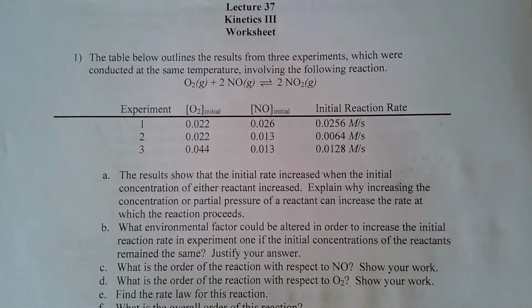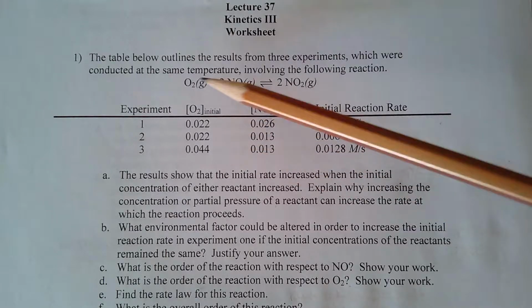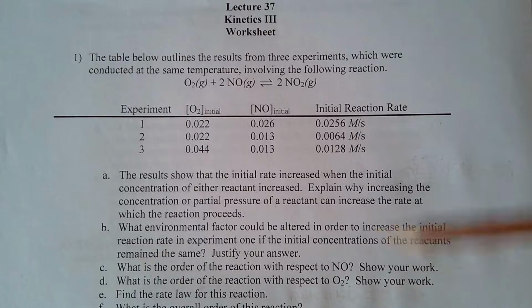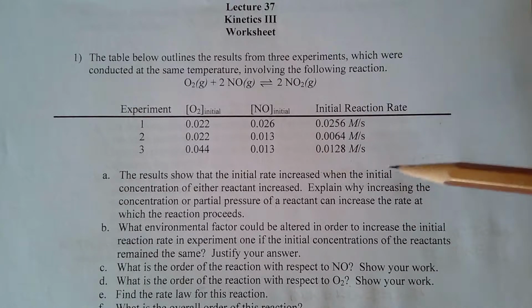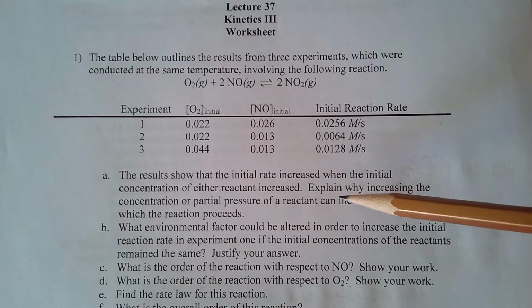Alright, so I just want to go over the answer key for the Kinetics III worksheet. We went over a lot of these in class. We'll go over the logic or the conceptual questions. So 1A, again, this is our data table. It gives us the concentrations of our reactants, and it gives us the initial reaction rates. So the results show that the initial reaction rate increases when the initial concentration of either reactant is increased.